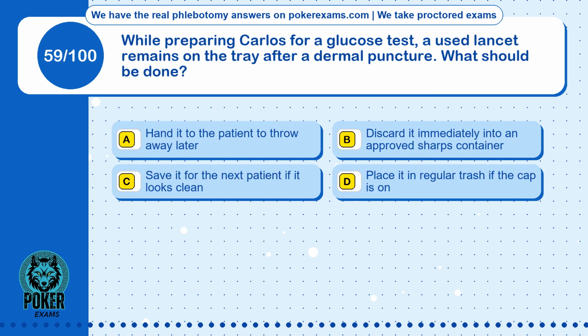Question 59. While preparing Carlos for a glucose test, a used lancet remains on the tray after a dermal puncture. What should be done? Option A. Hand it to the patient to throw away later. Option B, discard it immediately into an approved sharps container. Option C, save it for the next patient if it looks clean. Option D, place it in regular trash if the cap is on.